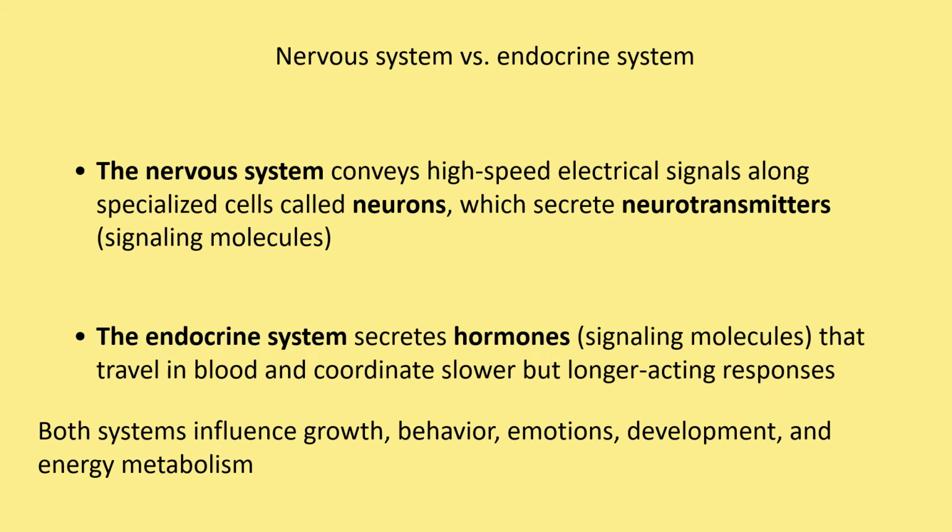Neurotransmitters are chemical signals that are released very locally between one cell and the next cell that is located in close proximity. The endocrine system, on the other hand, generally secretes hormones, these signaling molecules, that can travel in the blood, and our tissues respond more slowly to hormones, but the effects of the hormones tend to be much longer lasting. So both of these systems influence all sorts of aspects of homeostasis and growth, emotions, metabolism. We'll spend a little bit more time talking about particularly where these 2 organ systems overlap.